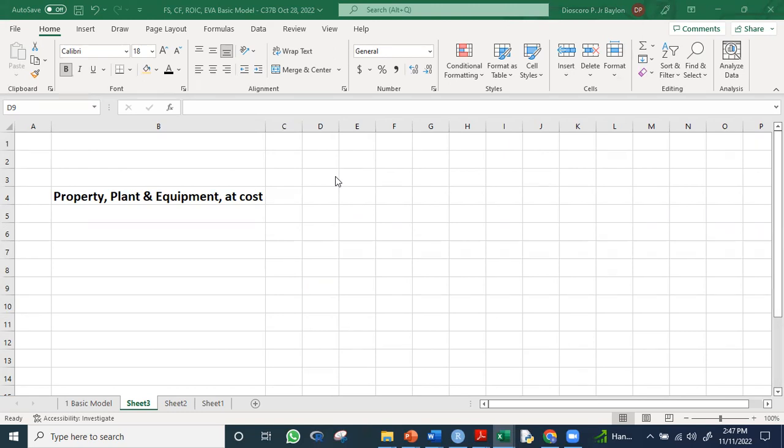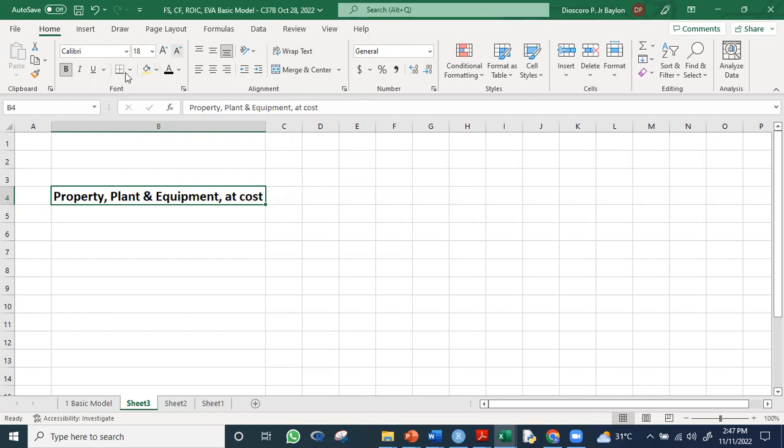Let me repeat my question. So we have property, plant, and equipment. How is this converted to a property, plant, and equipment net? That's my question. How do you convert or compute for the net? Do you recall your accounting, your basic accounting class?